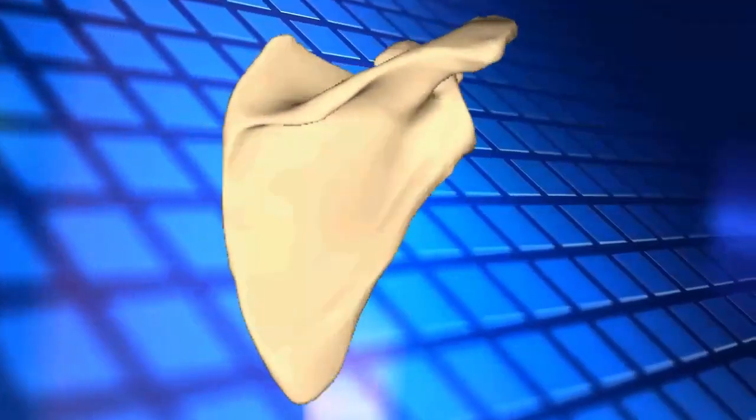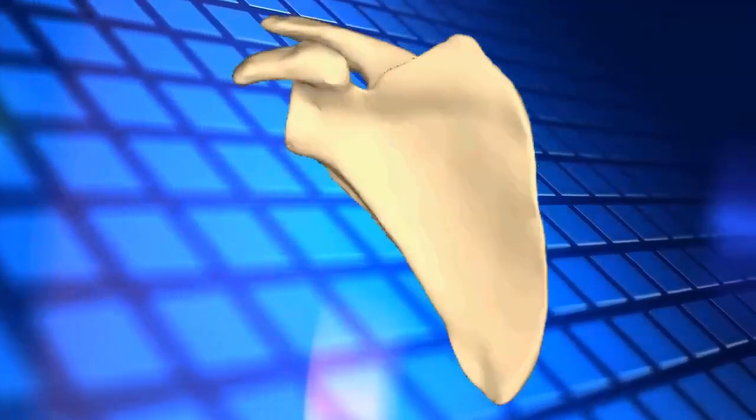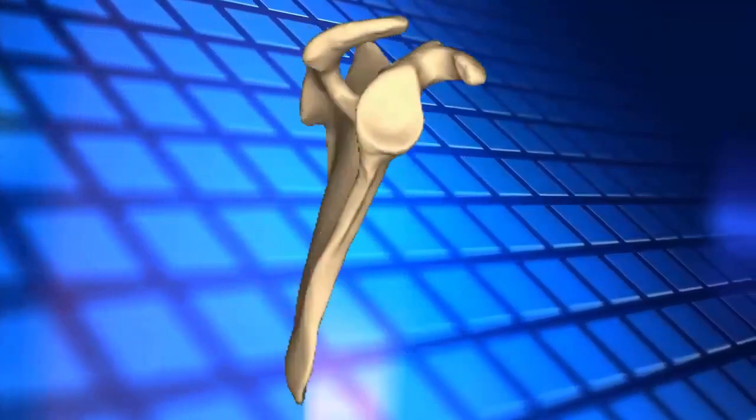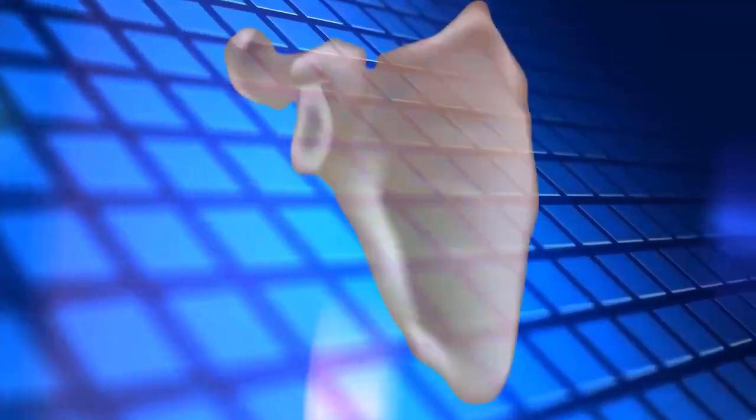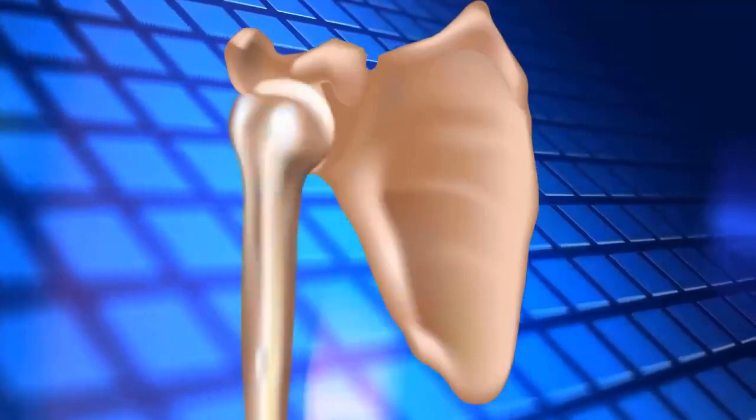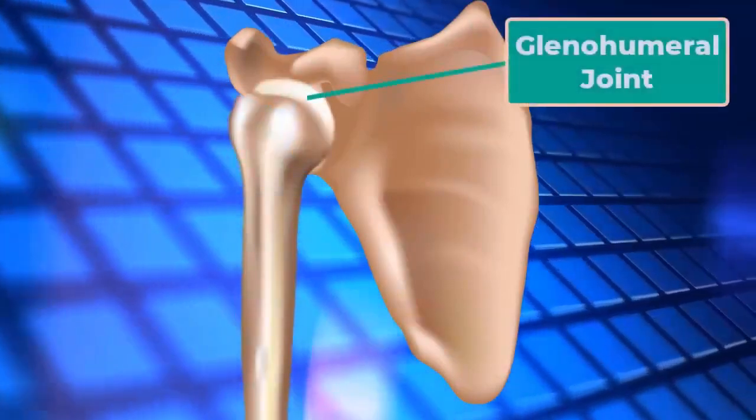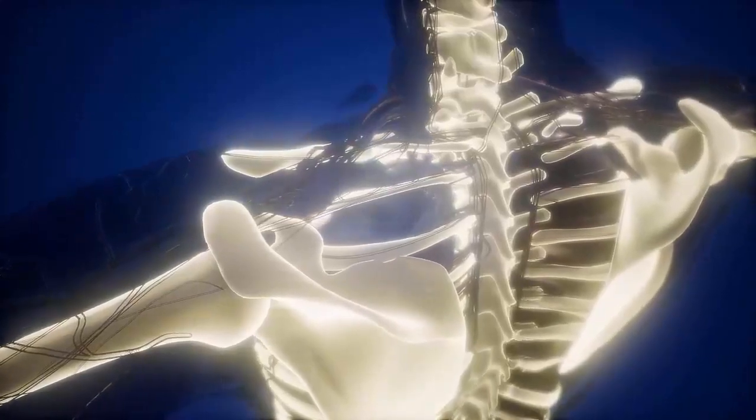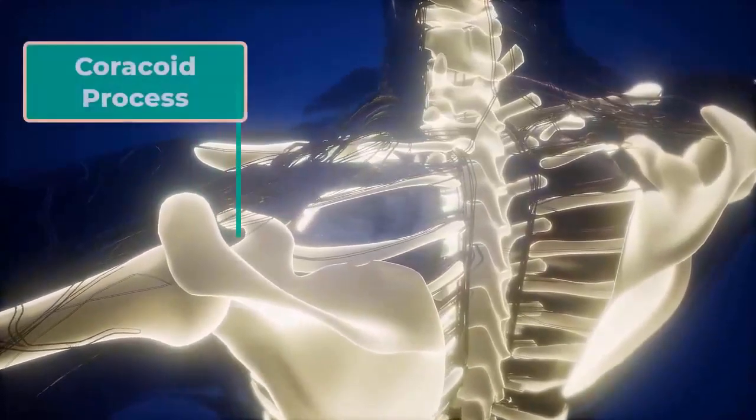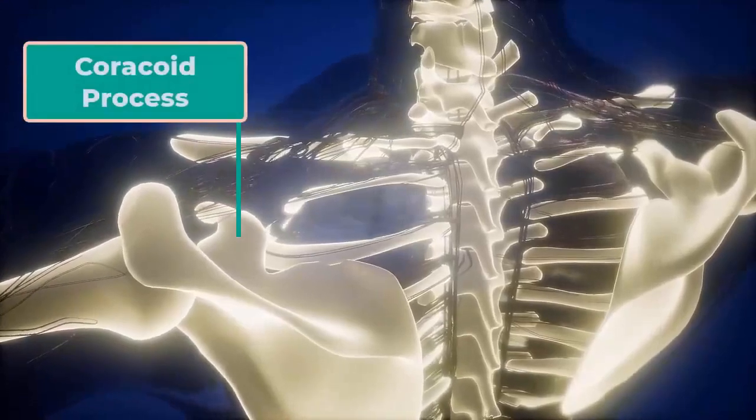The remaining corner of the scapula, between the superior and lateral borders, is the location of the glenoid cavity or glenoid fossa. This shallow depression articulates with the humerus bone of the arm to form the glenohumeral joint. The scapula also has two prominent projections. One is the hook-like coracoid process.